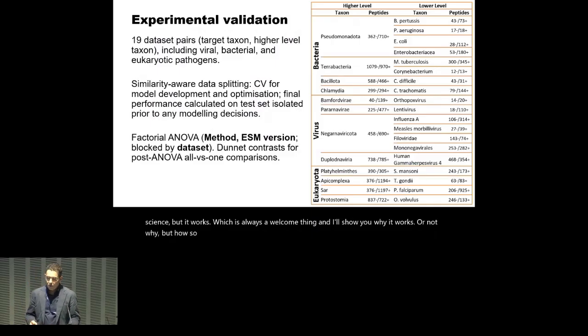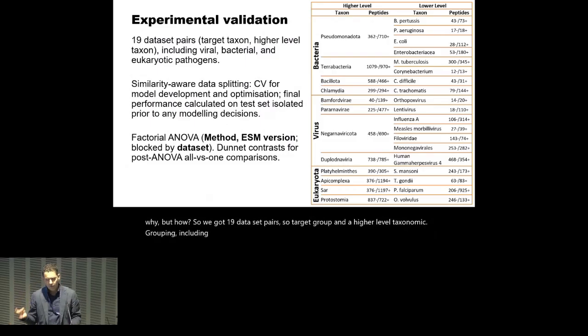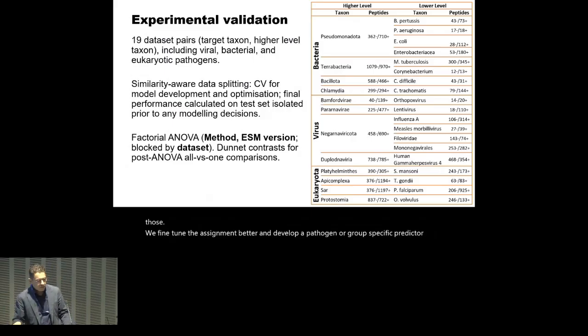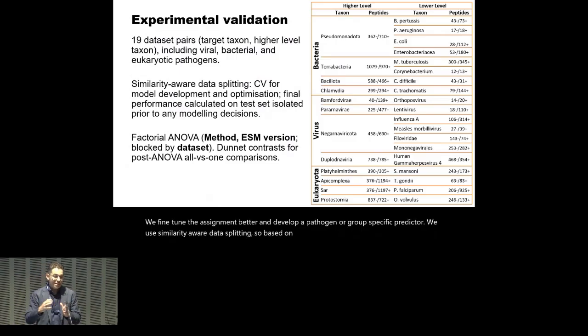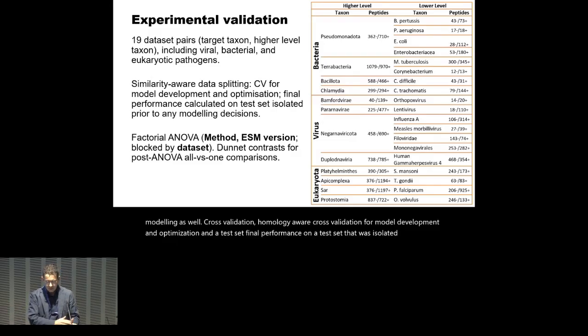So we got 19 dataset pairs, so target group and a higher level taxonomic grouping, including 6 viral, 8 bacterial, and 4 eukaryotic pathogens. And for each of those, we fine-tune the ESM embedder and develop a pathogen or group-specific predictor. We use similarity-aware data splitting, based on homology, to prevent homology-driven data leakage. And the splitting was done quite early to prevent data leakage through pre-processing or modeling as well. Homology-aware cross-validation for model development and optimization, and a test set for final performance that was isolated quite early into the process.